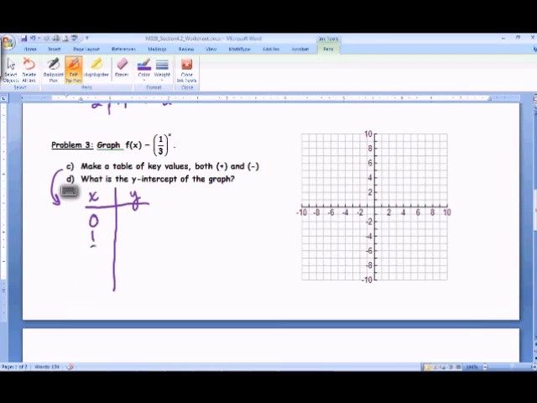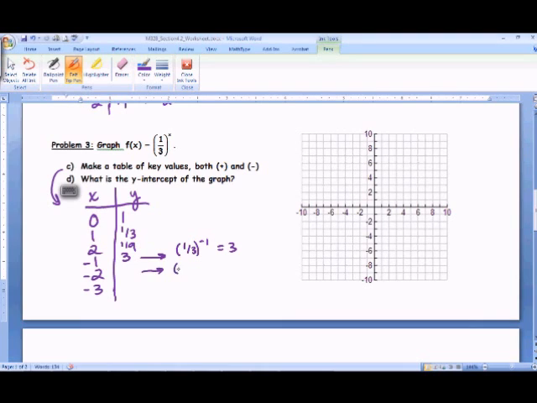I think 1's a good input. I think 2's a good input. We also should try some negative inputs, maybe -1, -2, -3. If I input 0 into my function, that's 1/3 to the 0 power, so that's just 1. If I input 1 into my function, my output is 1/3 to the first power, just 1/3. If I input 2, I get 1/9. If I try some negative inputs, well, 1/3 to the negative first power is actually just 3. So if I input -1, my output is 3.